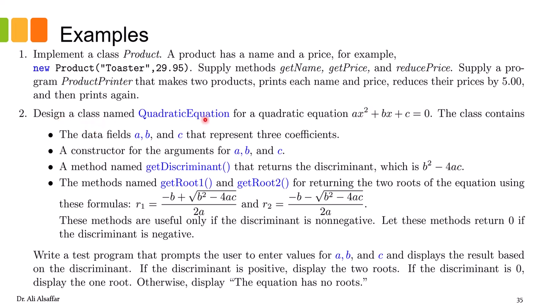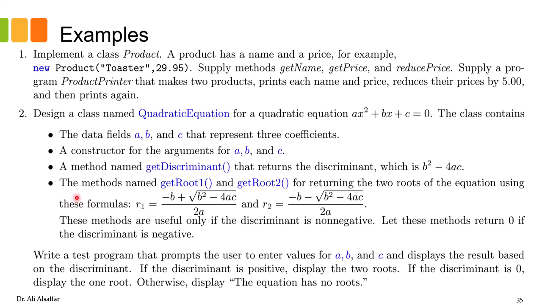So we will define a class called quadratic equation, and inside it will have three data fields, a, b, and c, which represent the coefficients. It will also have a constructor that takes arguments and initializes the class with a, b, and c. So when the user wants to create an object from this class, they are supposed to supply the values for a, b, and c. Also, we need a method inside called getDiscriminant, and that returns the discriminant, which is b squared minus 4ac. And remember that this expression is supposed to be inside the square root, so it's called the discriminant.